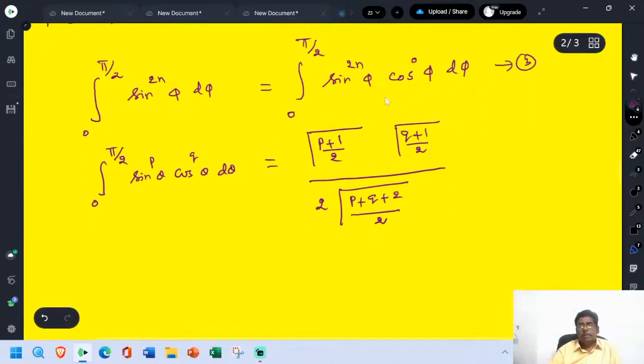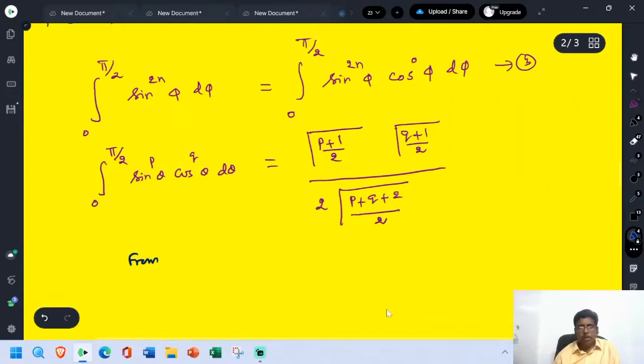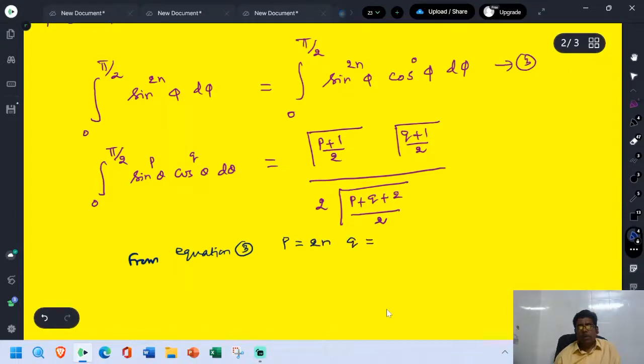In our case, from equation 3, p equal to 2n, q equal to 0. See here, sine power p theta, here sine power p, that is 2n, cos power q theta, here cos power 0, so q equal to 0.